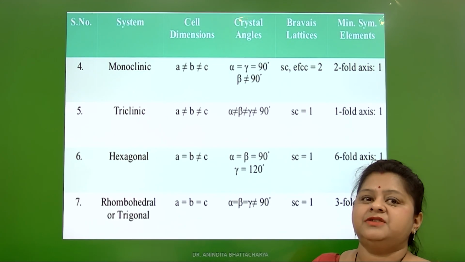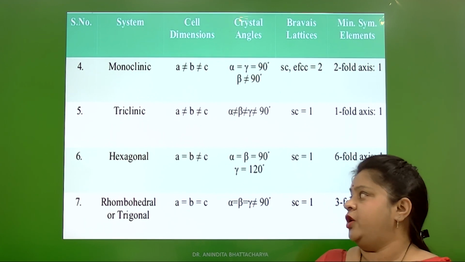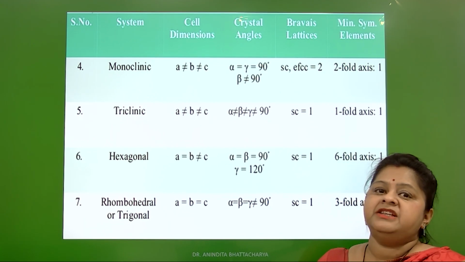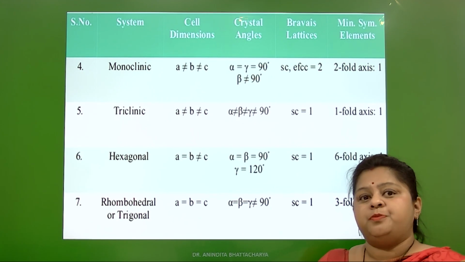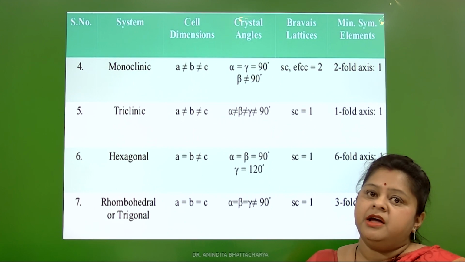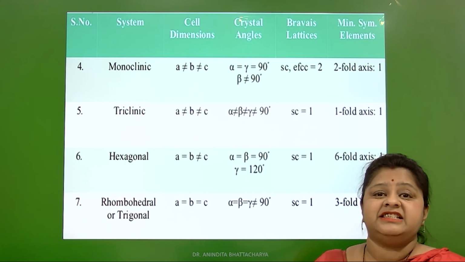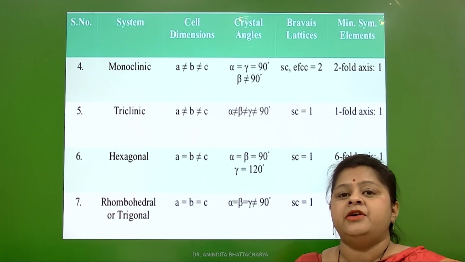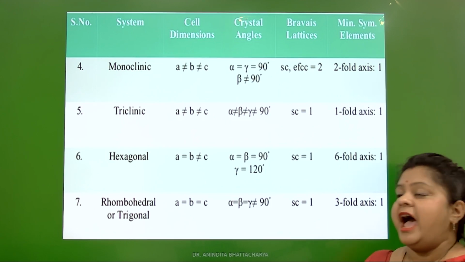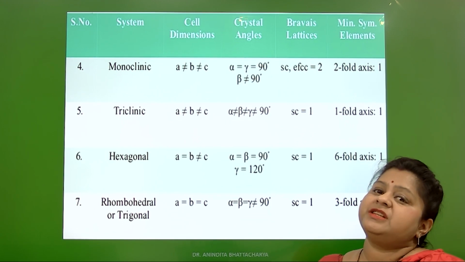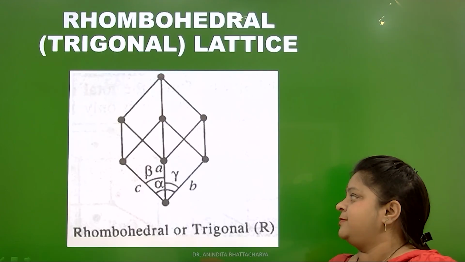Then the last one is your rhombohedral or trigonal, in which A is equal to B is equal to C, and alpha is equal to beta is equal to gamma, and they are not equal to 90 degrees. The angles are not equal to 90 degrees. In this we have only one, that is your simple cubic, and there is only one three-fold axis like this.